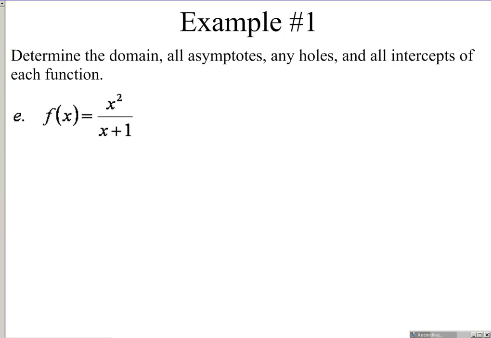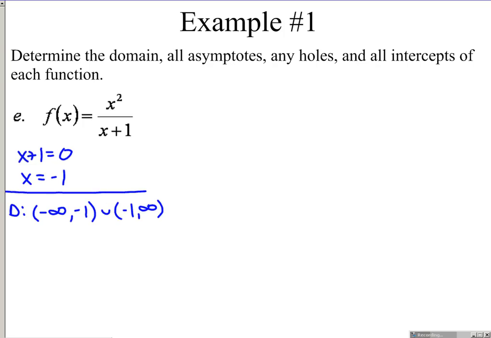Last one, E. Start again with the domain. Take the denominator, set it equal to 0. x can't be -1. So our domain is from -infinity to -1 and -1 to infinity. Nothing factors here, nothing cancels, so we know there are no holes.